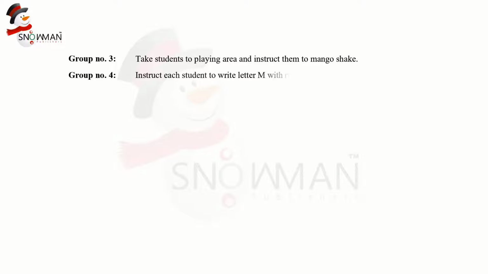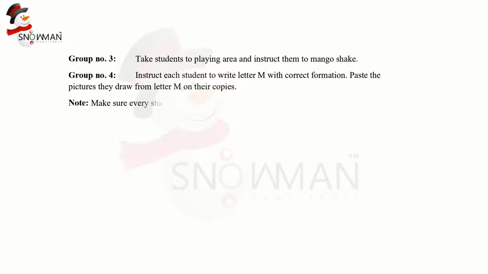Group number 3. Take the students to the playing area and instruct them to make mango shake. Group number 4. Instruct each student to write letter M with correct formation. Paste the pictures they draw of letter M in their copies. Note: make sure every student performs group activity.